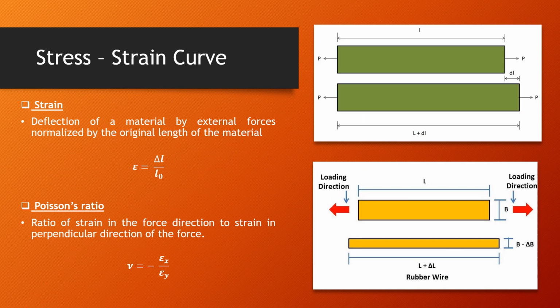Strain is basically the deflection a material undergoes when you apply an external force onto it. To define strain, it is the ratio of deflection normalized by its original length. So it is the deflection delta L divided by its original length L naught. Strain is denoted by epsilon.